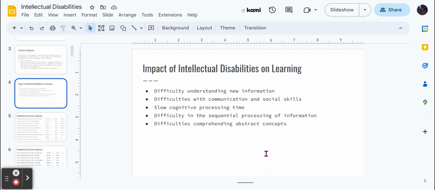So, what is the impact on learning? Students with ID have difficulty understanding new information, communicating, social skills, have a slower processing time, difficulty with sequencing, processing information, and difficulties comprehending abstract topics.